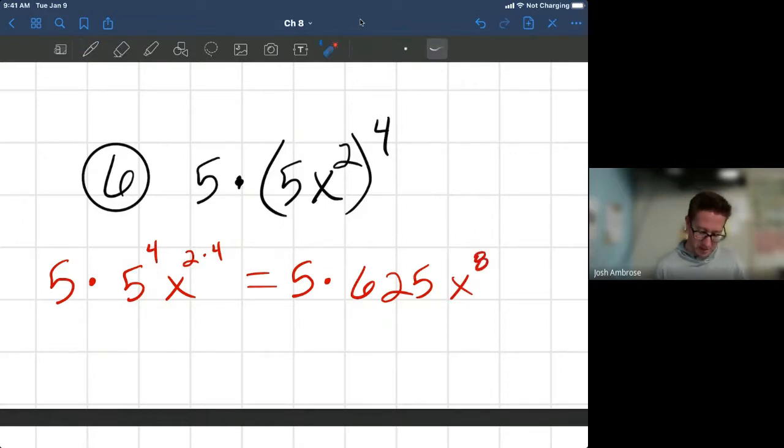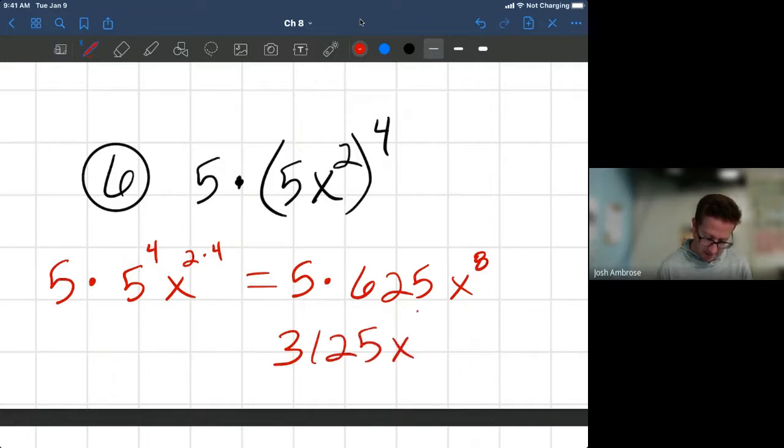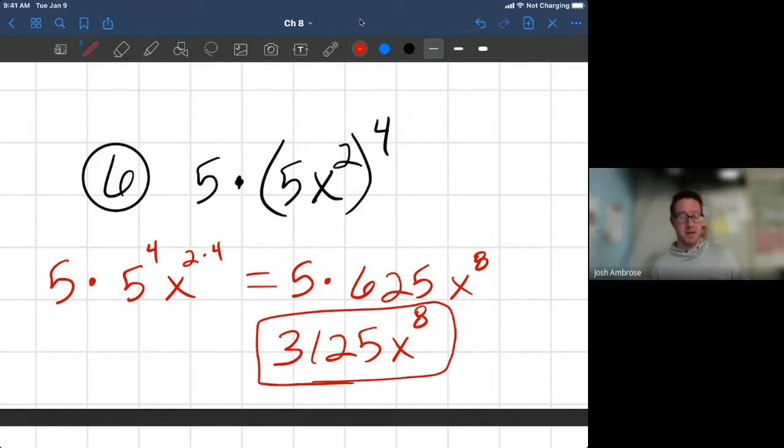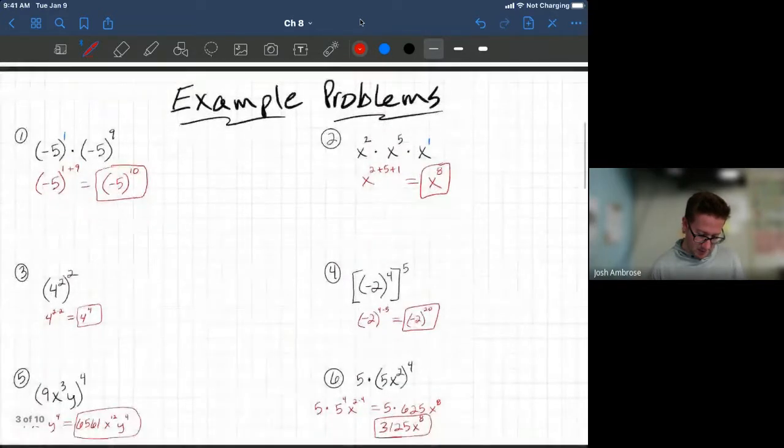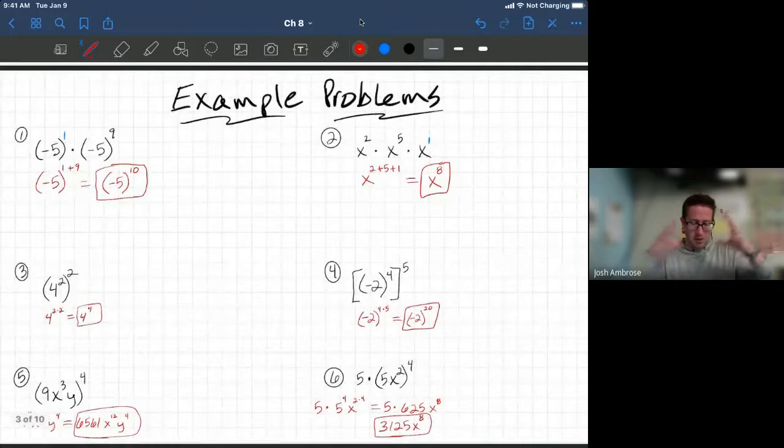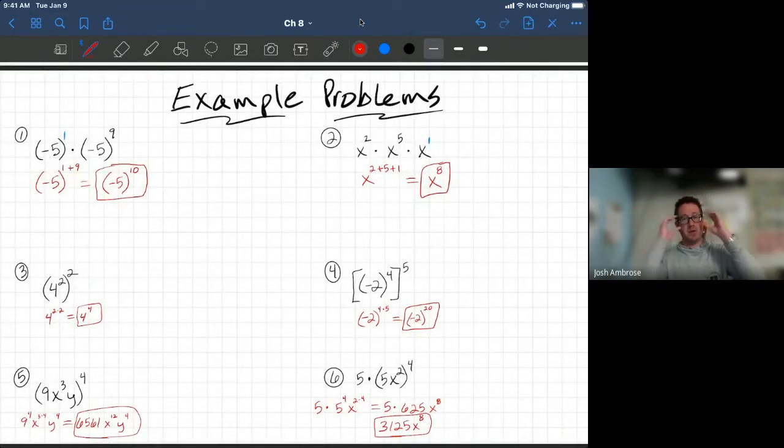Now we need to incorporate the 5 and multiply it by the 625. And that is going to give us 3,125, then x to the power of 8. That's everything right there. So let's zoom out and put all that right there. That's all 6 example problems worked out there for you.